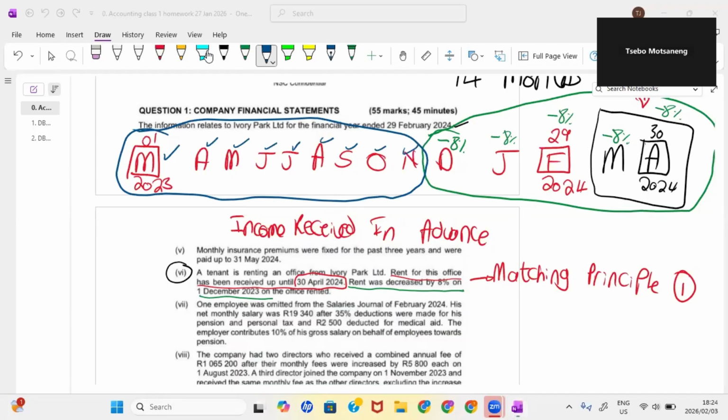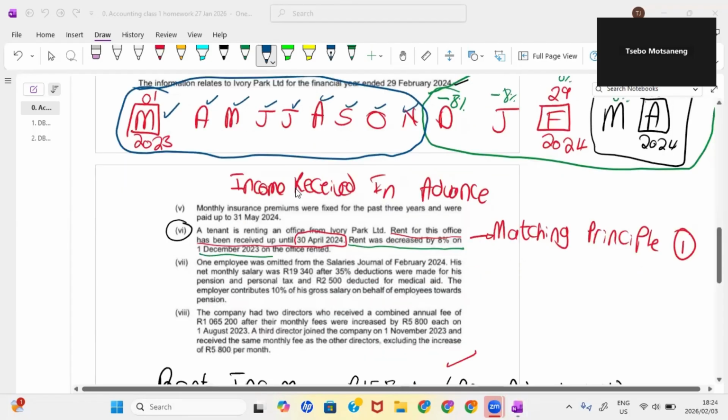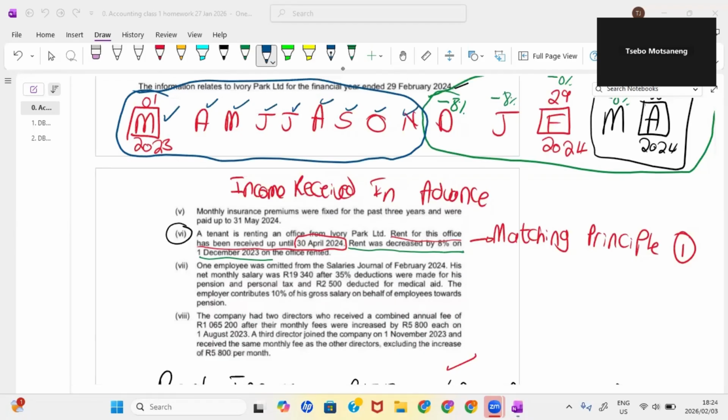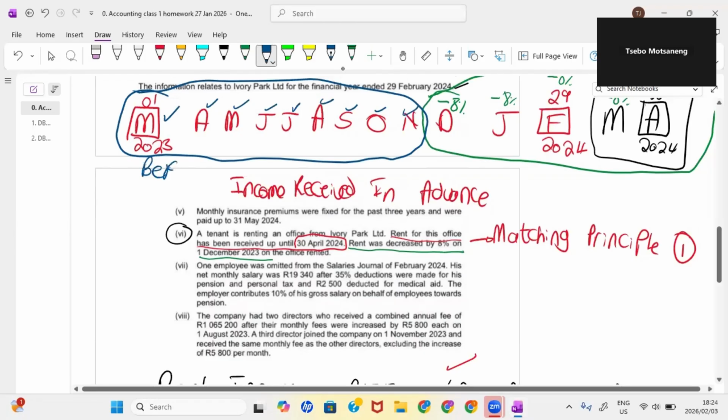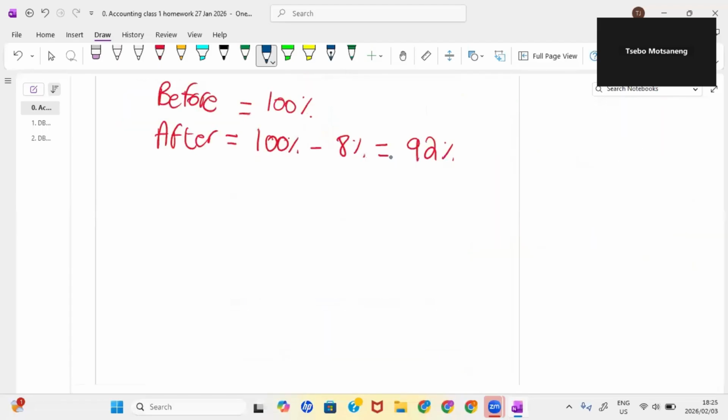So what are we gonna do with these 9 months? Remember that this is before the decrease, right? So we know that for each month, we were actually receiving 100%. So here's what we're gonna do. We're gonna make a calculation which looks a bit weird, but just bear with me. We have 9 months and we will multiply it by 100%. So this 9 months multiplied by 100% will give us 900%.